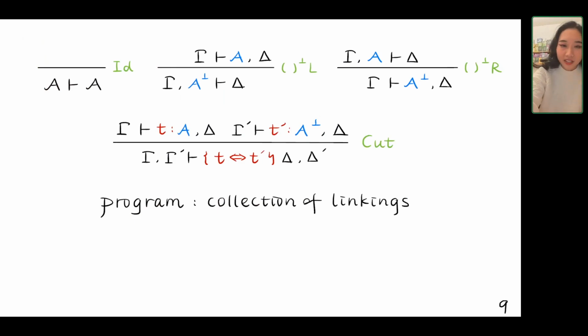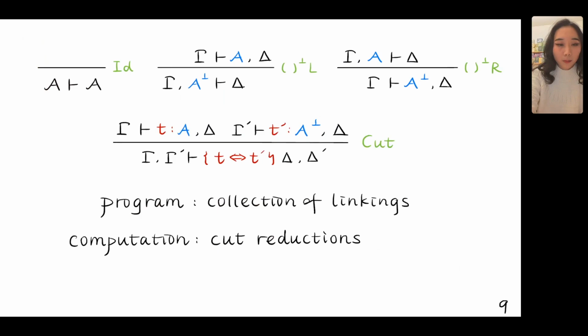And to do any sort of computation, what we need to do is actually make the information flow. This is a dynamic thing now. That means maybe there are loads of linkings and I'm going to reduce them to fewer linkings, or maybe a big linking could be separated into smaller ones. So computation actually corresponds to cut reductions in classical linear logic.